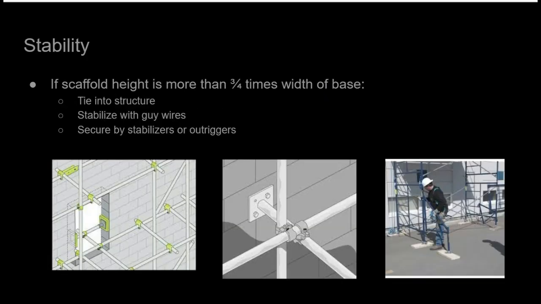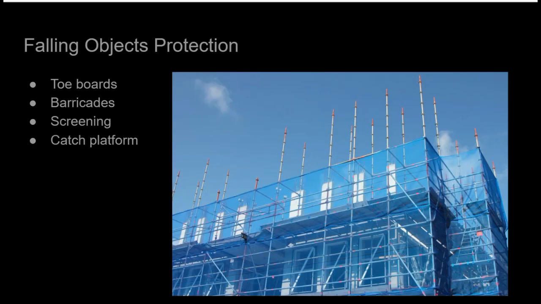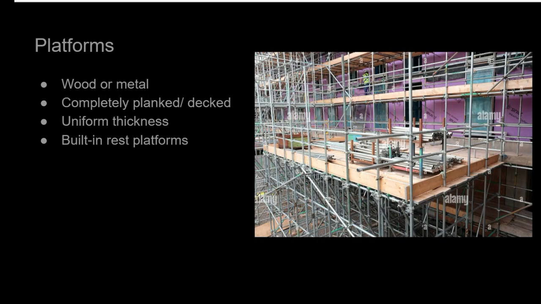To maintain stability, a scaffold needs to be tied into a structure, stabilized with guy wires, or secured by stabilizers or outriggers if the height of the scaffold is more than 3 or 4 times the width of the base. Regulations may vary. Falling object protection must be erected as needed to protect workers and pedestrians from falling materials, tools, and debris. Toe boards, barricades, screening, and catch platforms offer protection against falling objects.